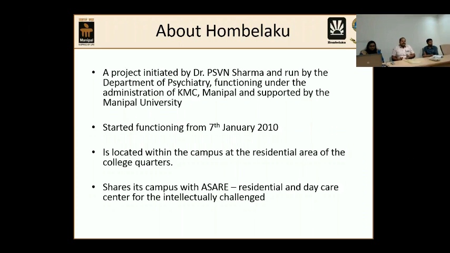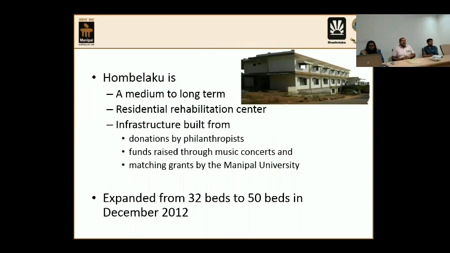And it shares its campus with another center known as ASRE, which is a residential and daycare center for the intellectually challenged. So this is a picture of Hombelaku, our center. It's a medium to long-term residential rehabilitation center. The whole infrastructure has been built from donations received from philanthropists. Then we had some 4 to 5 music concerts to raise funds for this center, and matching grants by Manipal University. So almost half the grants for the donations have come from the university.